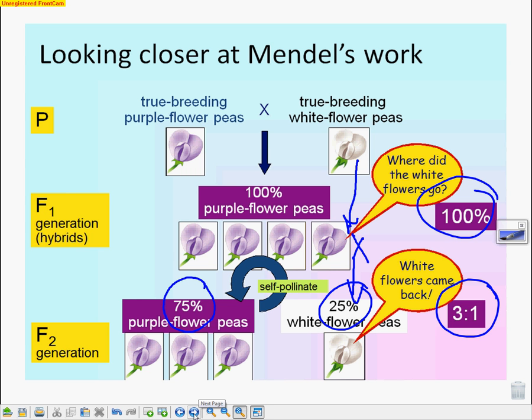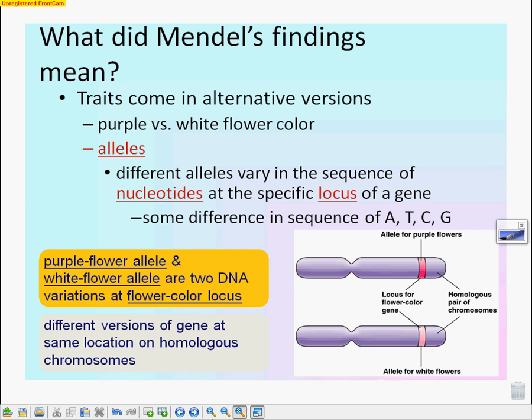So what does this mean? How do we apply this to genetics today? Well, what Mendel really found was that genes come in alternative versions, and these versions of genes we call alleles. So he called purple versus white flower color, and today we say that there is an allele for purple flower color and there is an allele for white flower color. Where they're found on the chromosome, that's called a locus.